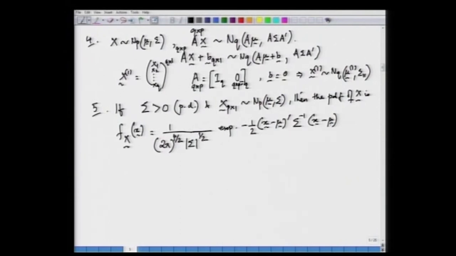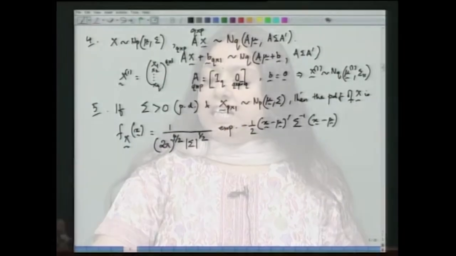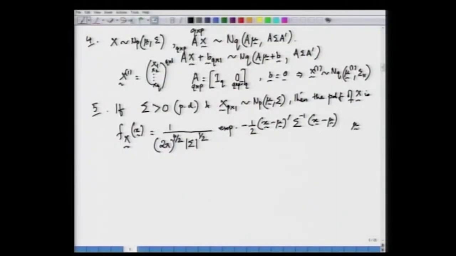Note that if you take p equal to 1, you should get the PDF of the univariate normal distribution. In that case, what is your mu vector? For p equal to 1, the mu vector is nothing but the scalar mu, a constant. For the sigma matrix, generally the first element is taken as sigma square, so that we have a univariate normal distribution with mean mu and variance sigma square, and we can easily get back the univariate normal PDF.